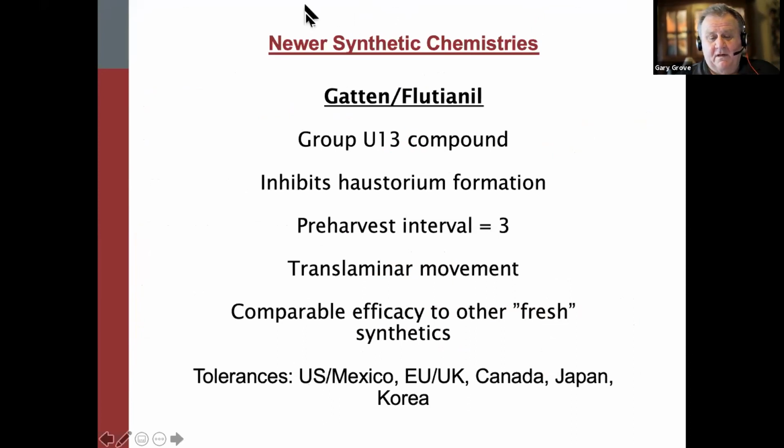Gatten or flutianil, a U13 compound. It inhibits haustorium formation. This is a pretty unique mode of action. Pre-harvest interval is 3. It's locally systemic, and tolerances in US, Mexico, European Union and the UK, Canada, Japan, and Korea.